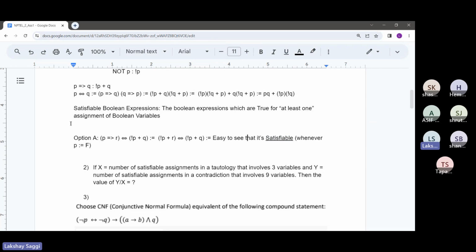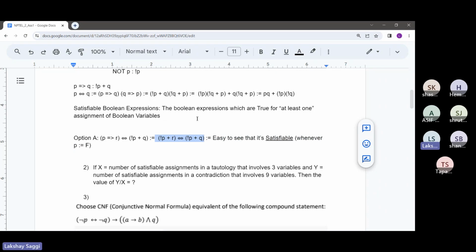At least whenever P is false, not P becomes true. So this side of the expression becomes true. And true double implication true will be true. As we have seen, P double implication Q is true when either both are true or both are false. So another assignment could have been when both of these expressions are false. In that case, that sort of assignment may also result in this whole statement being true.